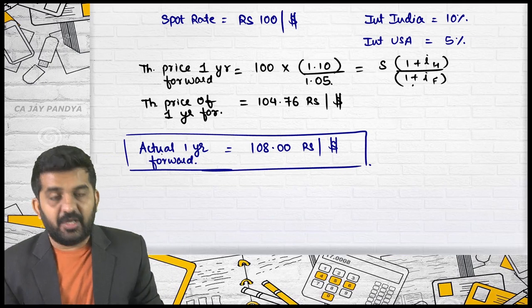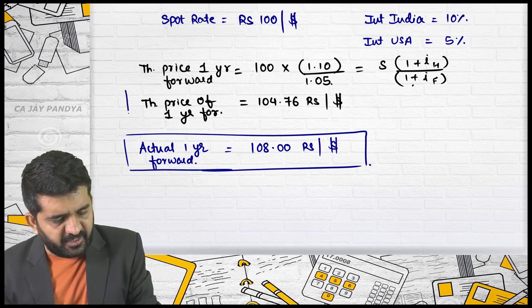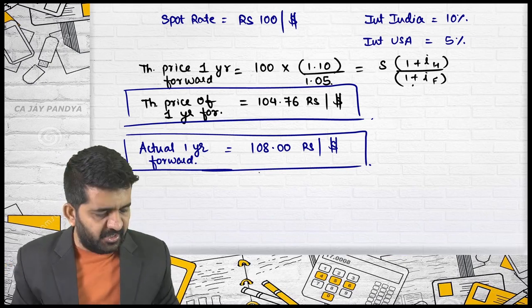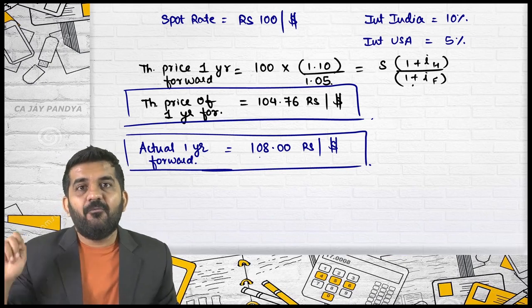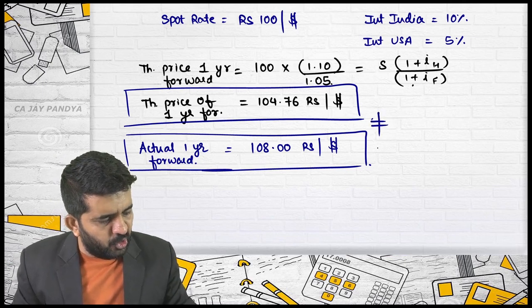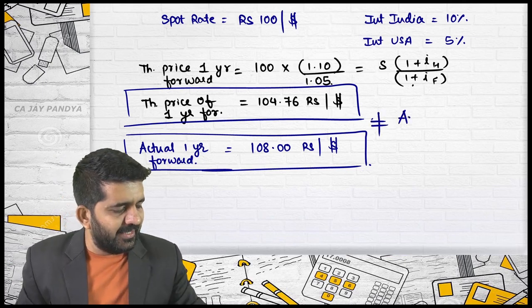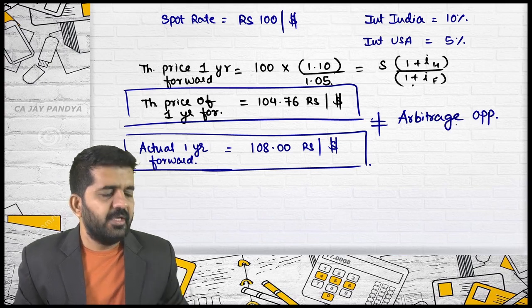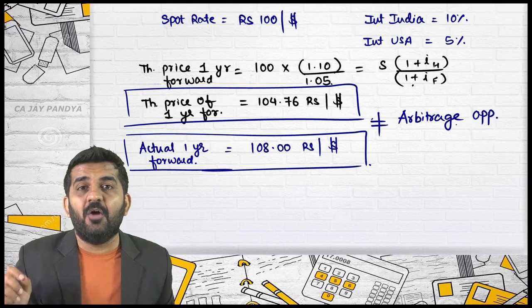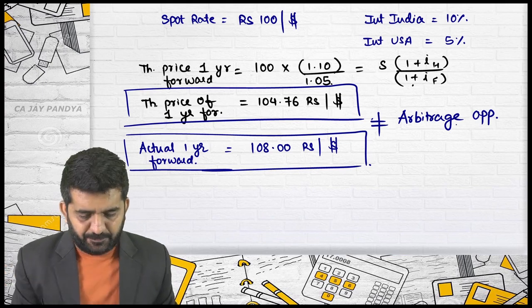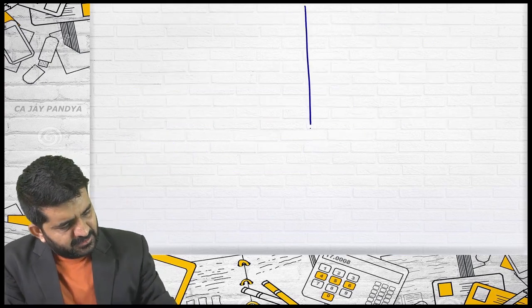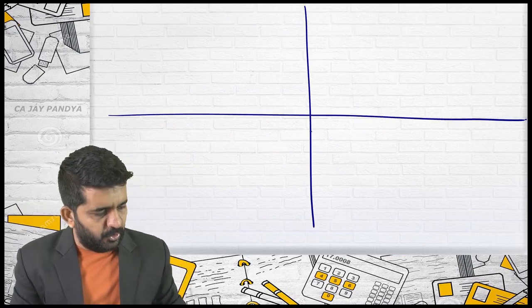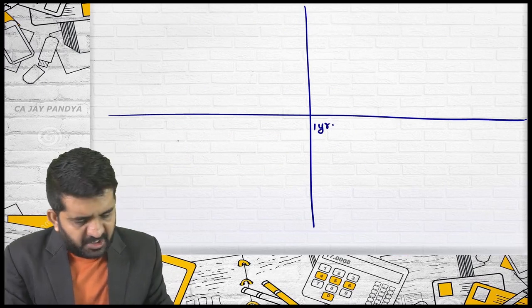Trading in the market. What should be the 1 year forward rate is 104.76. What is actually the 1 year forward rate is 108. Whenever both are not equal, there is an arbitrage opportunity. And let me tell you how you can earn a risk-less profit. Let us draft an arbitrage process.